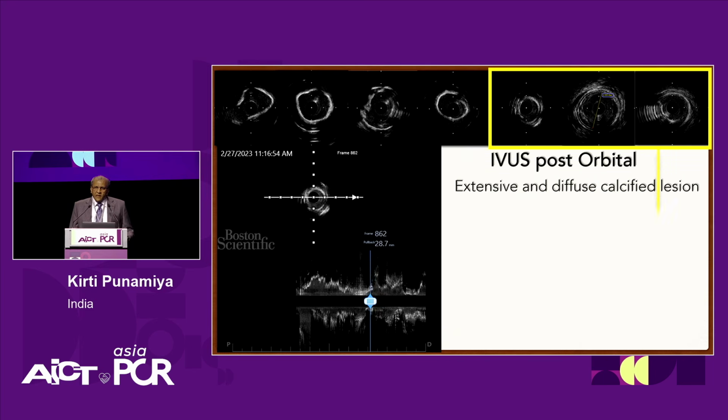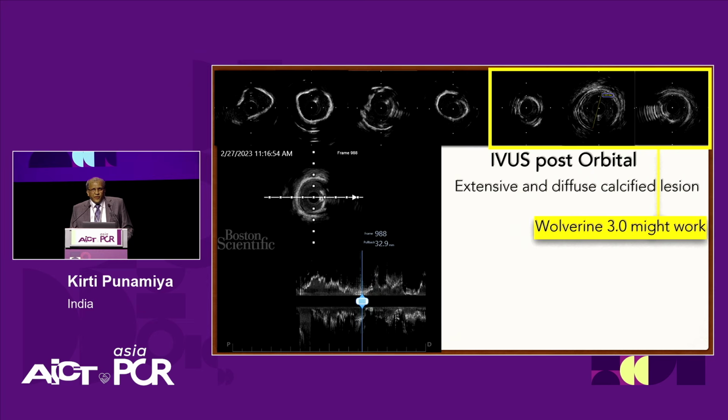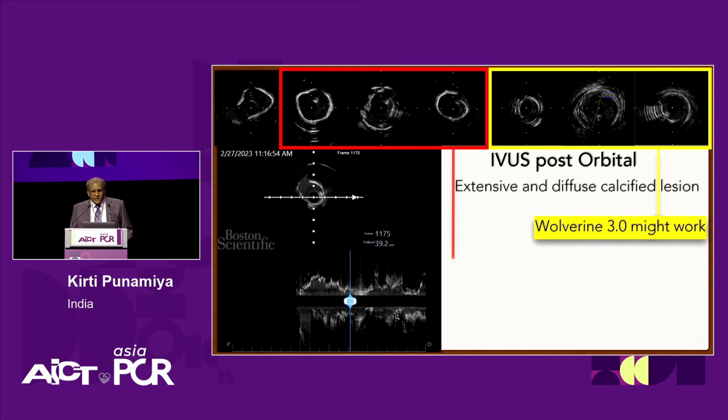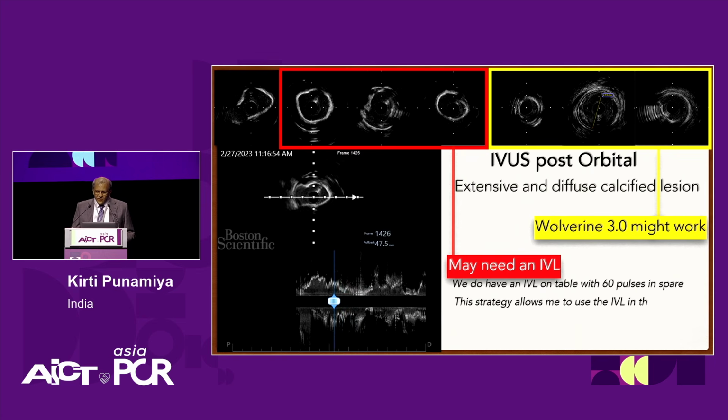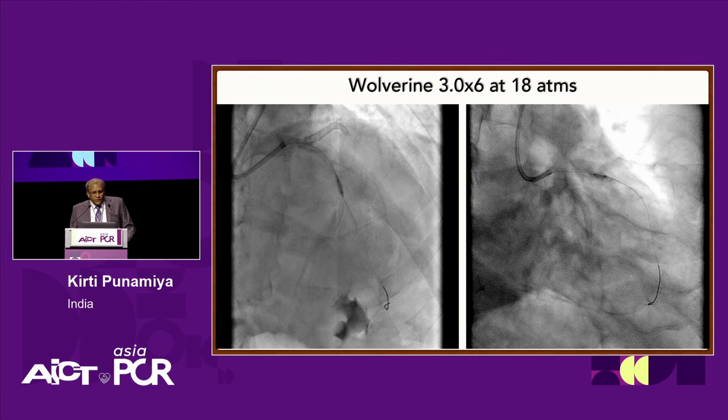For me, these yellow boxed lesions, I mean, a Wolverine would work based on these IVUS images. And in these lesions, with dense calcium all around, I think I may need an IVL. And if I have one on the table with 60 pulses to spare, then that strategy allows me to use this IVL in that restricted area where I'll have inexpansion rather than wasting it on the entire length.